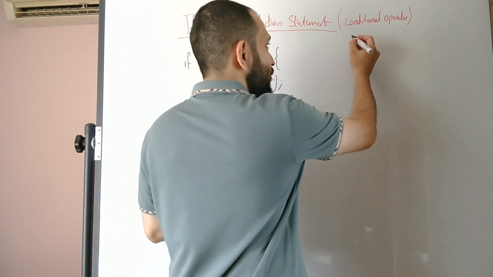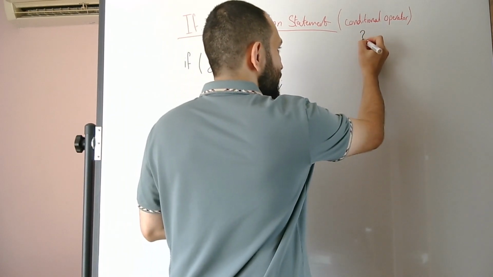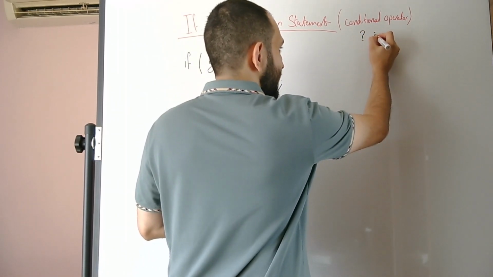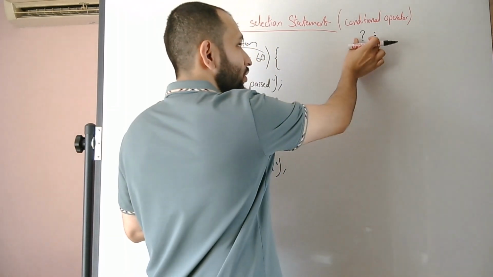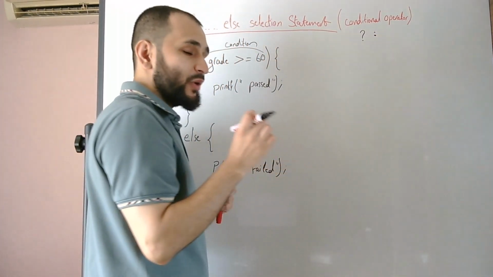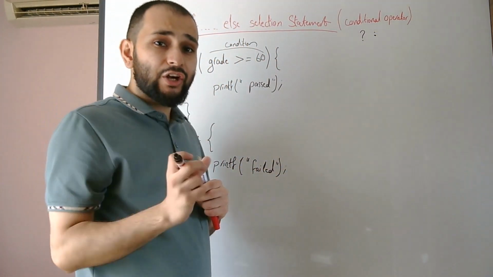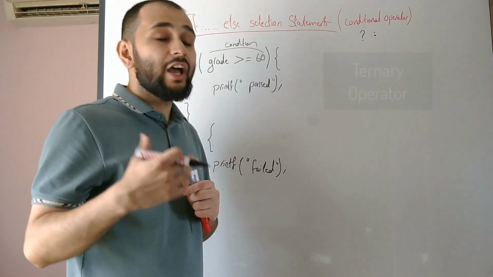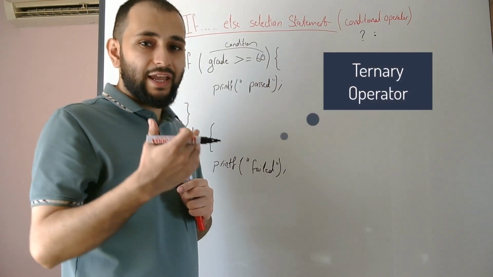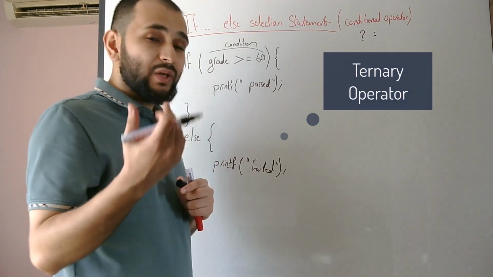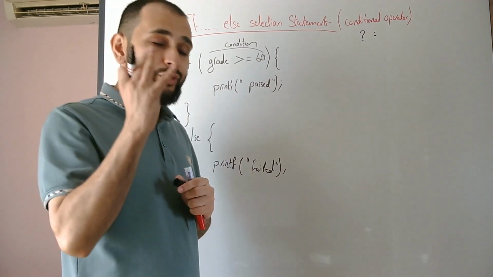We show the conditional operator using the question mark and the colon. So this is the conditional operator. This operator is a tertiary operator, a ternary operator. That's what we call it, a ternary operator. What it means is that it takes three operands.